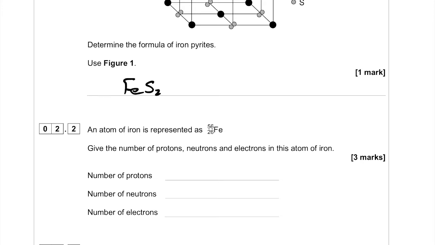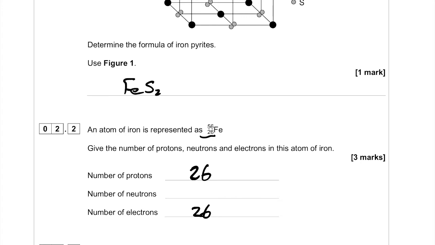An atom of iron is represented as 56/26 Fe. Give the number of protons, neutrons, and electrons in this atom of iron. So first of all, we know that the number of protons is the proton number, 26, so there you go. Number of neutrons, let's skip that for now. Go to electrons, we know that this is an atom, which means that it's not ionic, it's non-charged, which means that proton number equals electron number. So you also have 26 electrons.